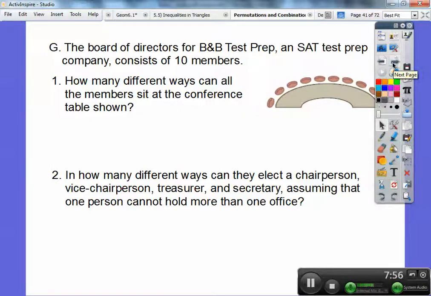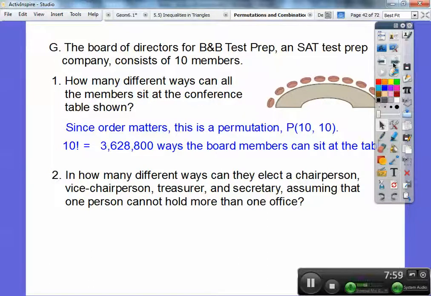Well, does order matter? It does matter, because once you sit one person, it depends on who got sat there. If there's 10 ways for this guy, then there's going to be 9 ways for this guy, 8 ways for this guy, 7, 6, 5, 4, 3, or you can think of it as a permutation of choosing 10 and you're doing all 10 of them at once. So when you do 10 factorial, and you should have a factorial button on your calculator, 10 factorial is 3,628,800 different ways the board members can sit at the table. Wouldn't that be a fun exercise?